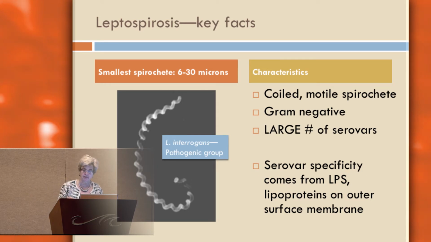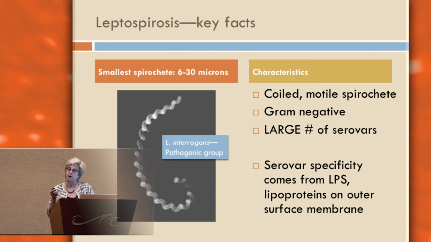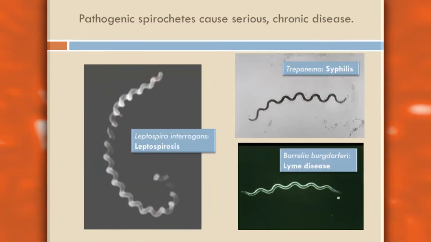It's gram-negative, and the specificity, this is important, the specificity for the different serovars, what tells one cousin from the other, comes from molecules that are expressed on the outer surface membrane of this organism. Lipopolysaccharides and lipoproteins. That's how they figured out what's what.